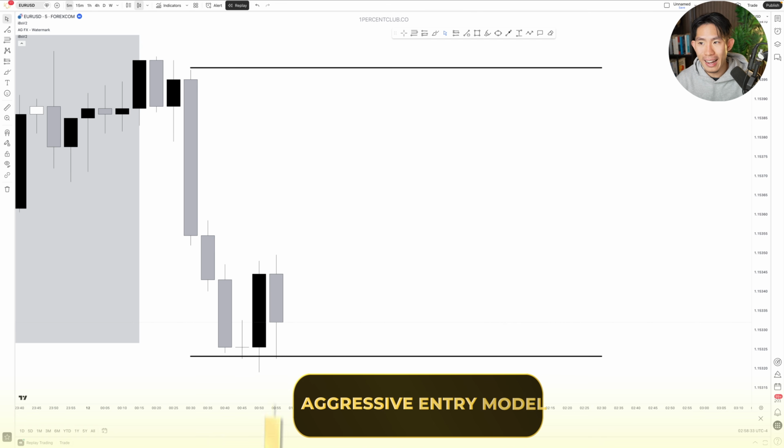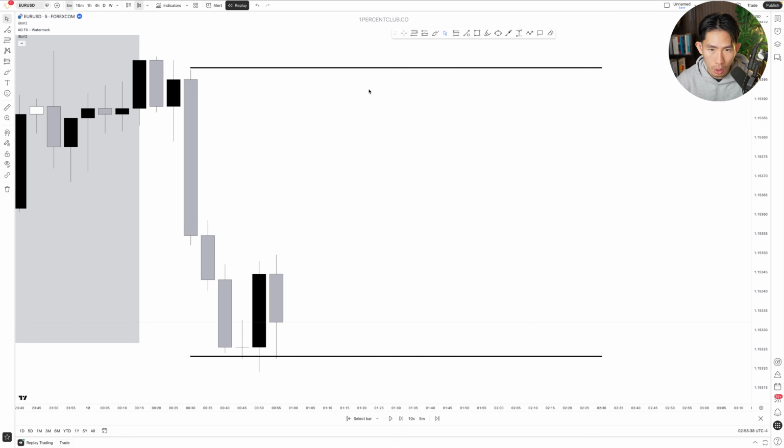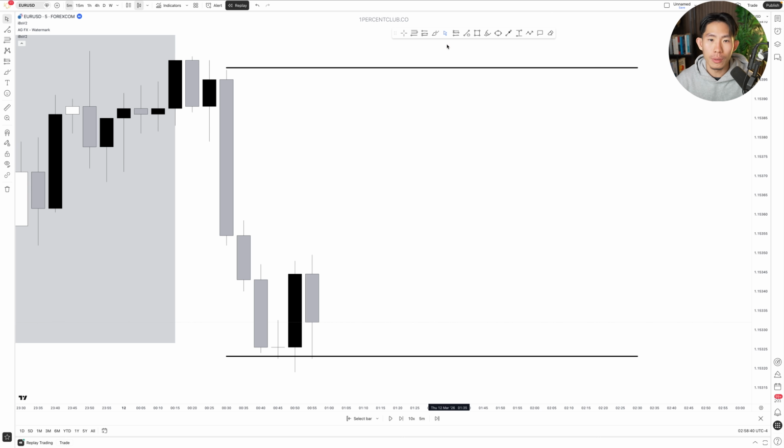Okay, yeah, so this is the aggressive version of the entry model. I'm going to share with you the conservative version later on. But for now, just know that if you are super duper aggressive, right, you are risk-seeking, this is where after price has swept the range high or low, you can immediately enter upon seeing some form of confirmation in terms of liquidity sweep.